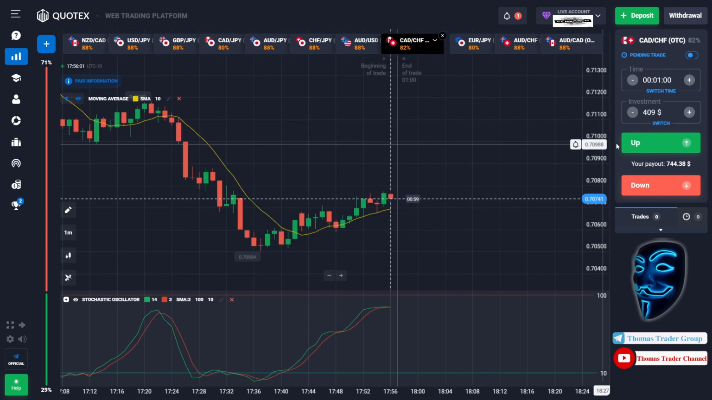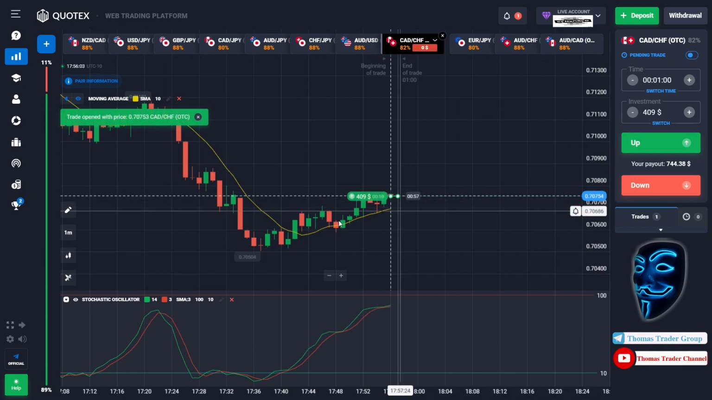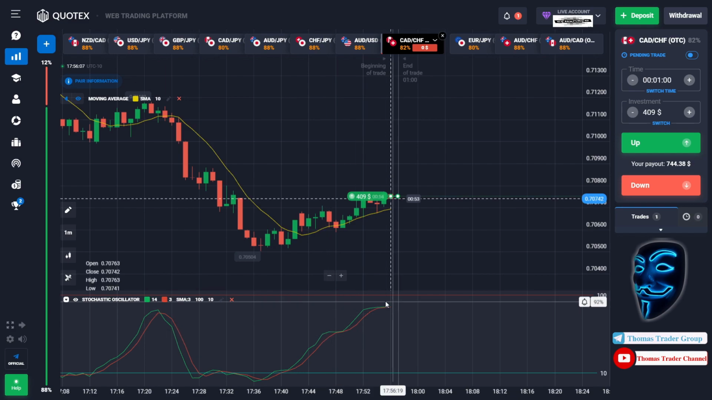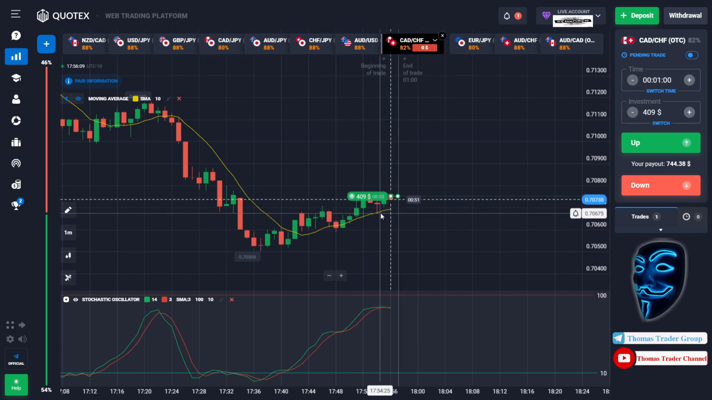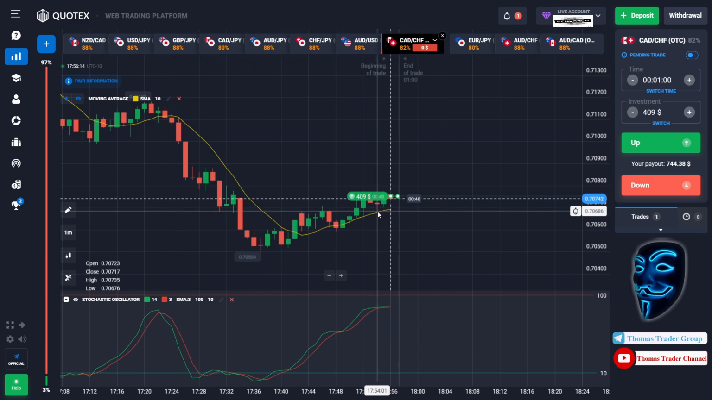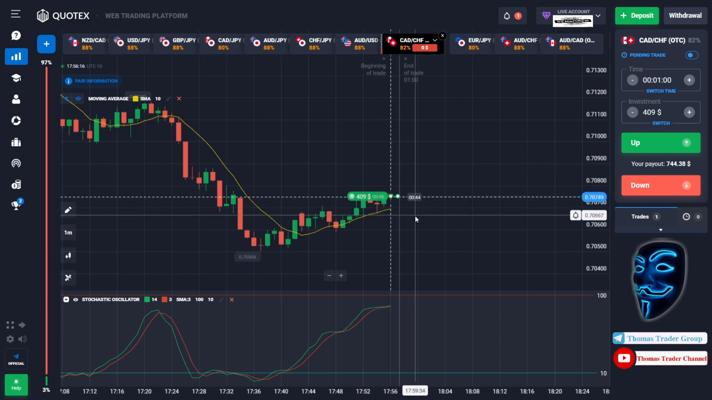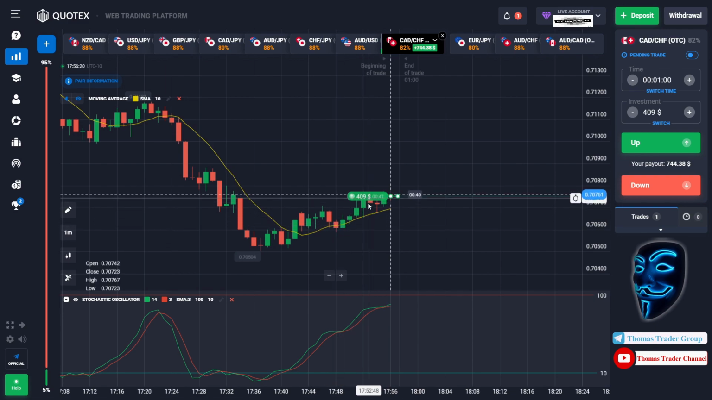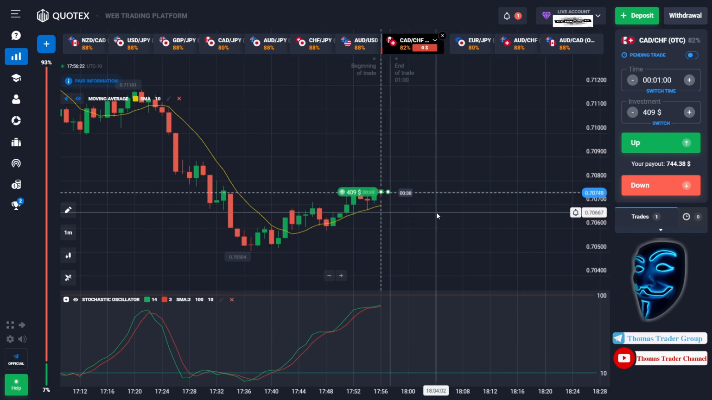And over here we can open buy for 1 minute. As you can see, this is a strong bullish trend. The stochastic oscillator is also facing bullish trend, and the market has just made a rebound on the moving average line. I'm sure that the market will continue the bullish trend. Here is the example. When the market makes a rebound on the moving average line, it will continue the bullish trend. Let's prove it and let's wait till the end of our trade.